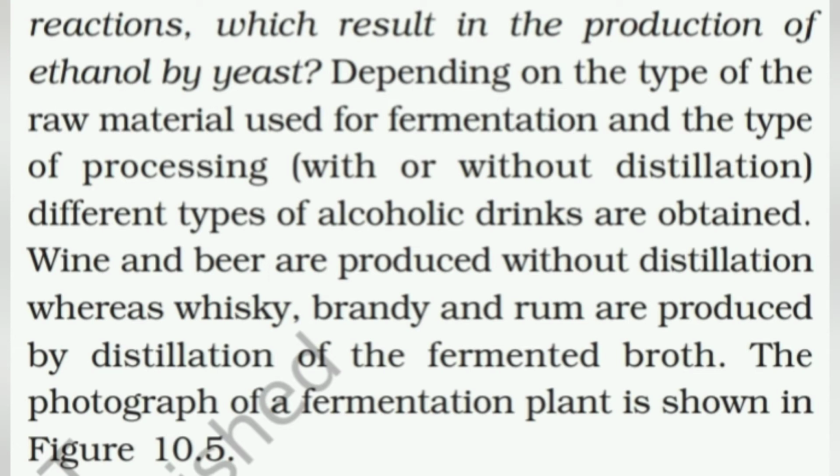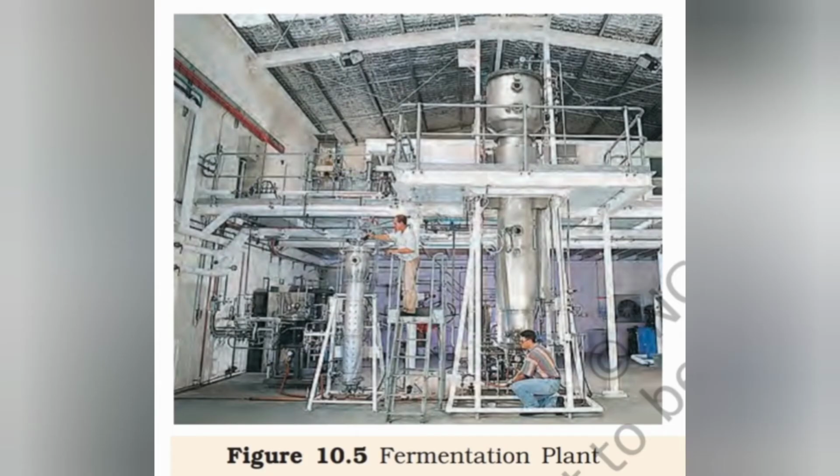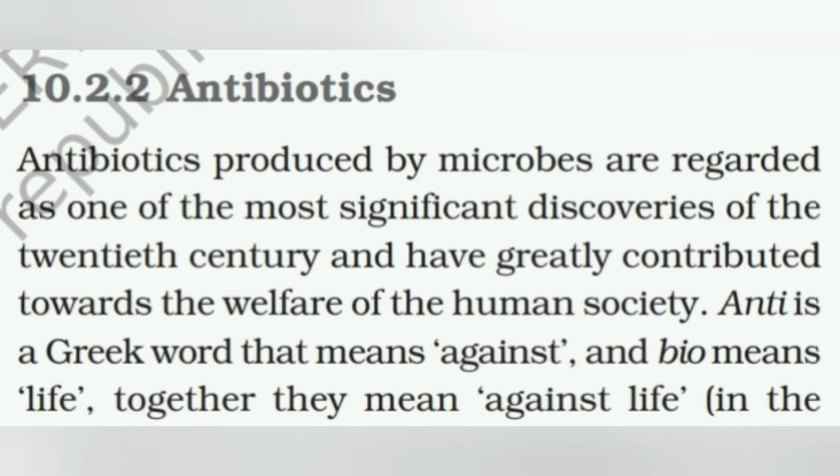Depending on the type of the raw material used for fermentation and the type of processing, that is with or without distillation, different types of alcoholic drinks are obtained. Wine and beer are produced without distillation, whereas whisky, brandy and rum are produced by distillation of the fermented broth. The photograph of a fermentation plant is shown here in this figure. Here are the big vessels known as fermenters.